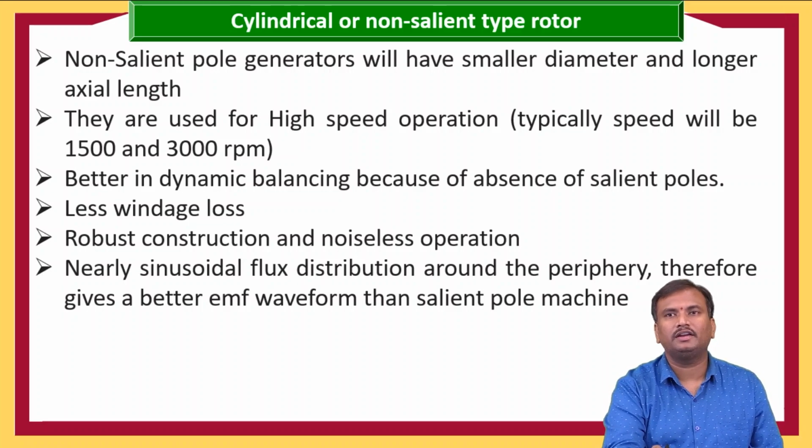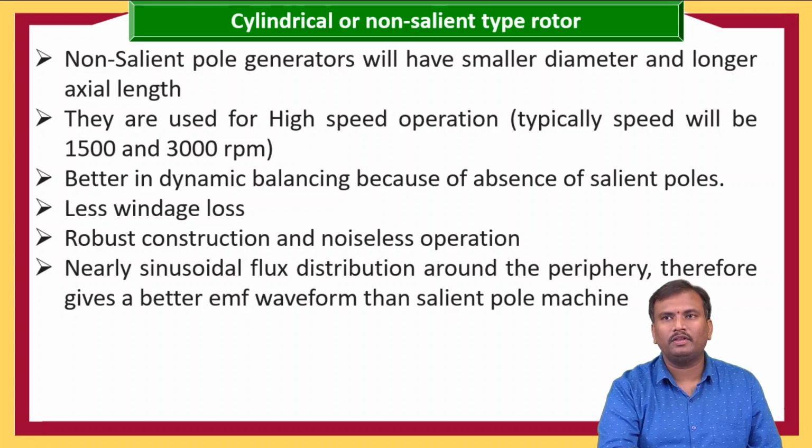robust construction and noiseless operation, and nearly sinusoidal flux distribution around the periphery, therefore, which gives a better EMF waveform than salient pole machine. So here we are going to get a good output waveform than the salient pole machine.